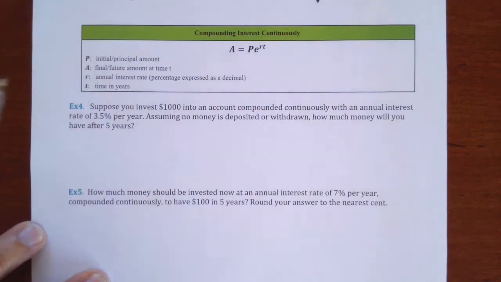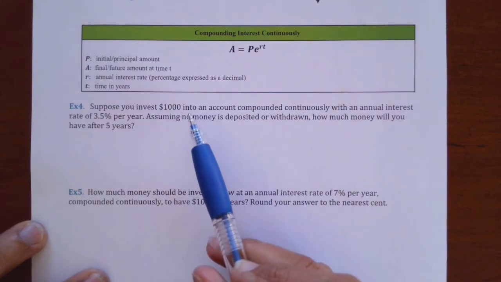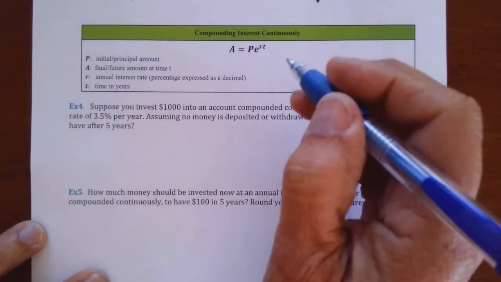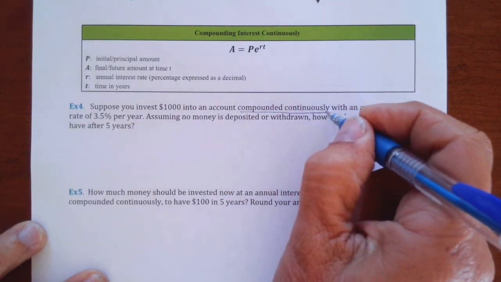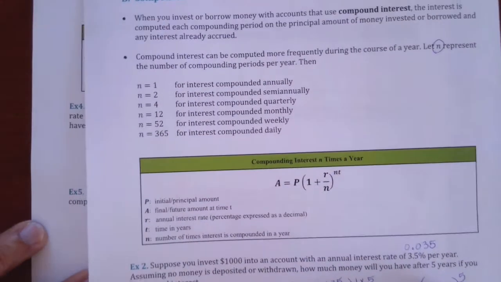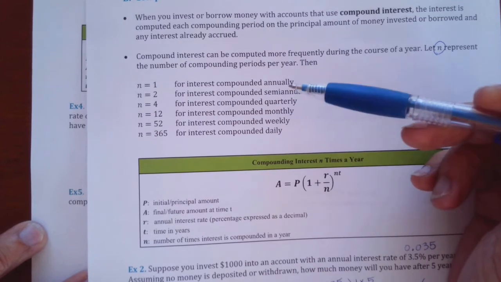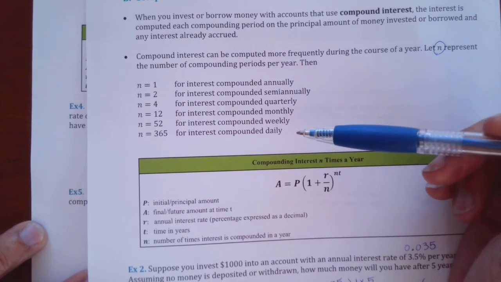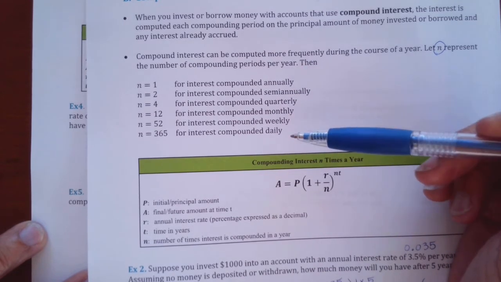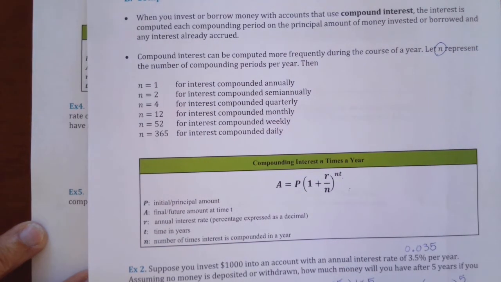So if you look at example 4, it says, suppose you're still investing that $1,000 into an account, but this time it says it's compounding continuously. Okay? Well, if you get a banking problem that says that, you can't use the earlier formula because there's no number for continuous. It's infinity, and so none of these would work. So you can't use this when your money's compounded continuously.